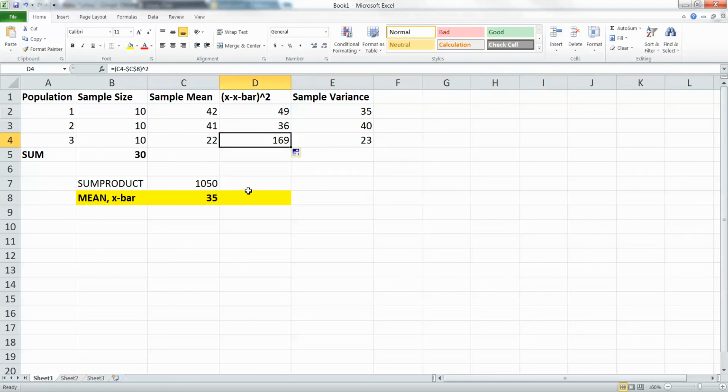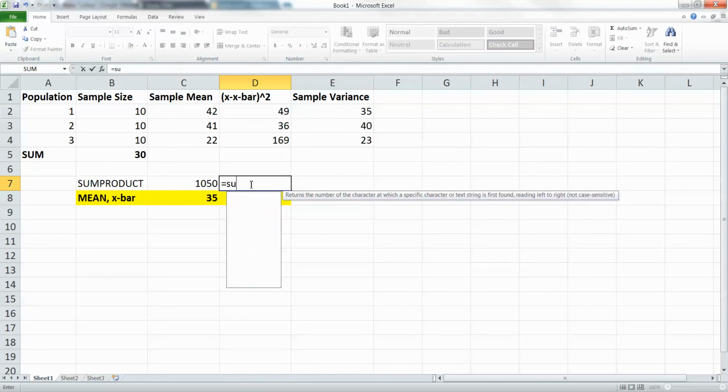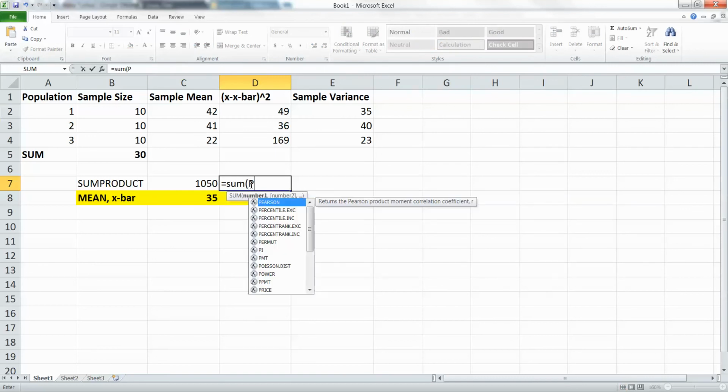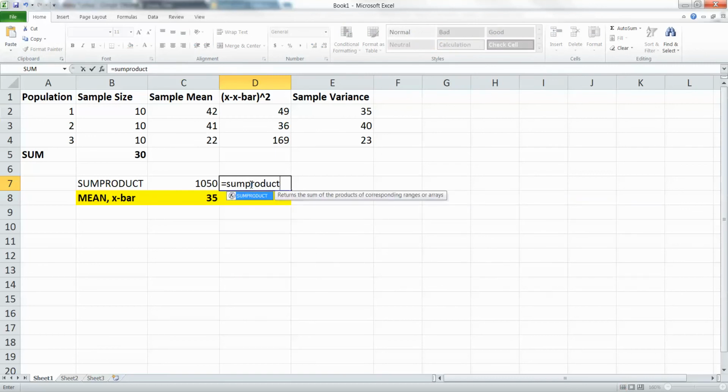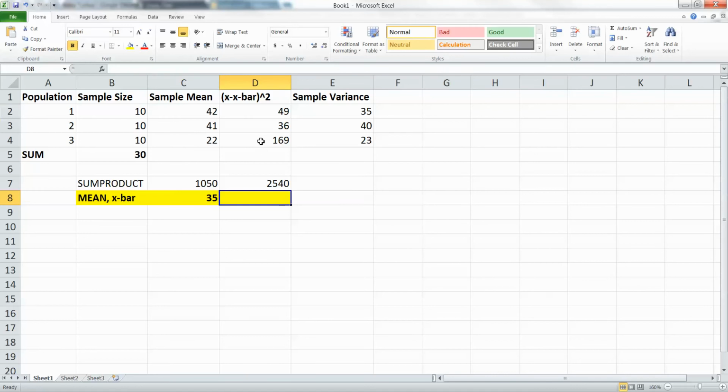Cool. All right, now I need another sum product equals sum product. That was one word, sum product. And then I want the n's times these guys. There we go. And that's 2540. Now you're thinking, what, are you crazy?